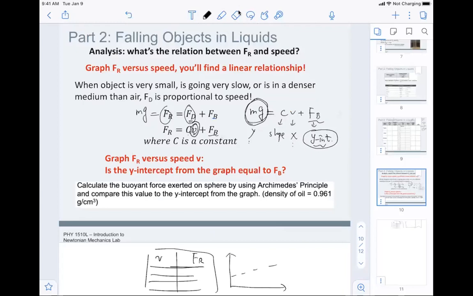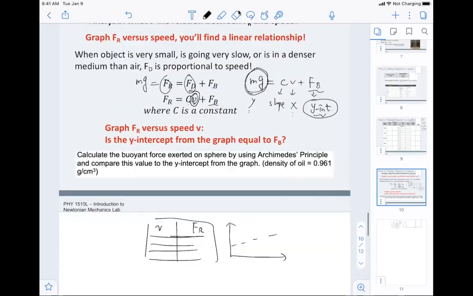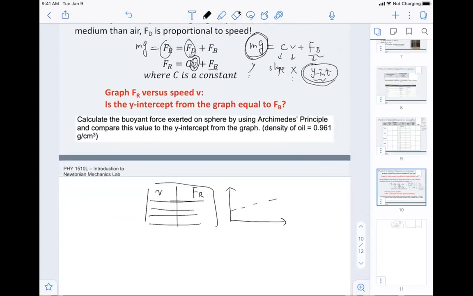So read the slope and y-intercept from your equation, in particular compare your y-intercept, which is your buoyant force, with the buoyant force that you could have calculated from Archimedes' principle. Okay, so that's the last part of this data collection. All right, so that's all for this lab.